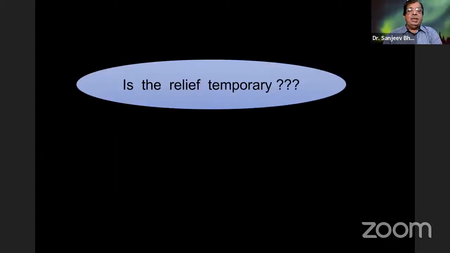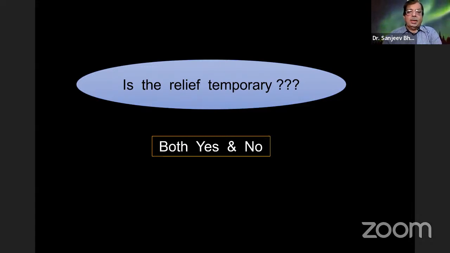Now, is the relief temporary? I'll say both yes and no. In certain degenerative conditions like knee osteoarthritis or facetal arthritis, if you inject, they will get relief, but they have to follow lifestyle changes and exercises. Otherwise, the pain can recur. While in certain conditions like plantar fasciitis or even frozen shoulder, once the patient is relieved, I have never seen them recurring in the same shoulder. They may have pain in the opposite shoulder, but not in the same shoulder again.